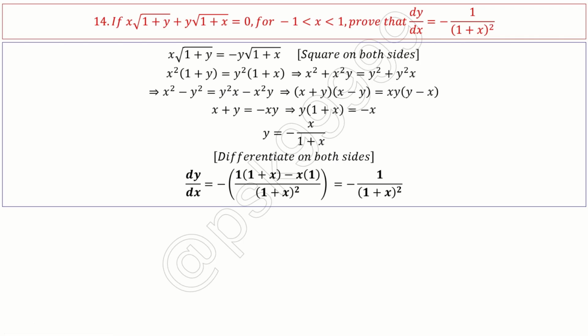Okay, now this is simple, very very simple. dy by dx is nothing but, okay, u by v rule, minus is here, then divided by denominator will become 1 plus x whole square, then differentiation of x into 1 plus x minus x into differentiation of 1 plus x, which is 1. Okay, so this is nothing but minus 1 by 1 plus x whole square. This is what we're trying to prove. So in each question you have to find out whether you want to use your number theory, your algebra, your trigonometry, whatever information you already know, to simplify the equation so that your differentiation is easy. Okay.